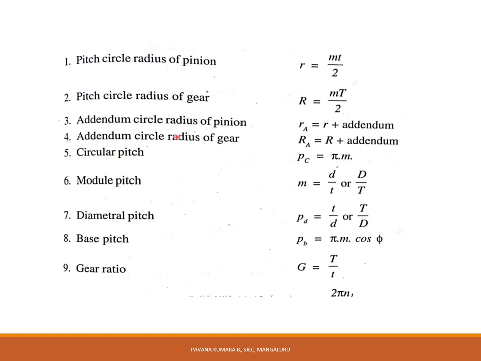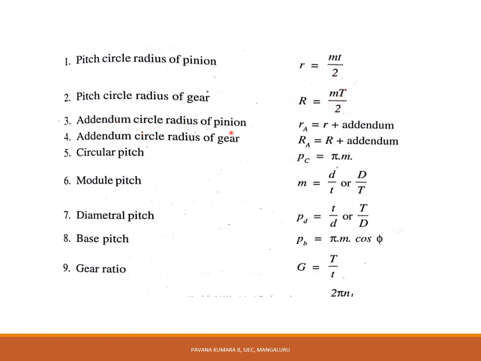We already learned about three derivations. Now we'll solve some of the problems. For problems, first you have to study the formulas. These formulas are required. This pitch circle radius of pinion is small r. Pinion is always small r, and the gear is always capital. So small r is equal to mt divided by 2. T is also small, T is number of teeth. M is module, divided by 2. For gears, all are capital.